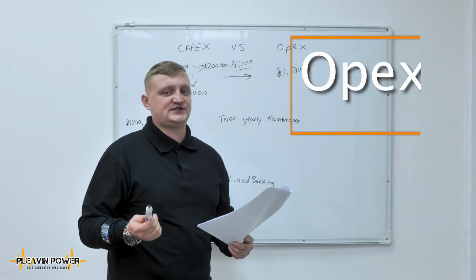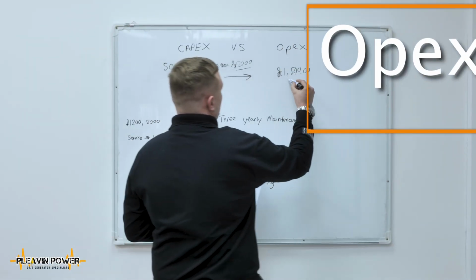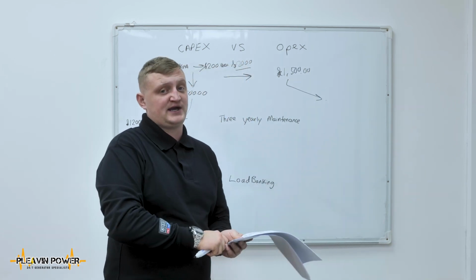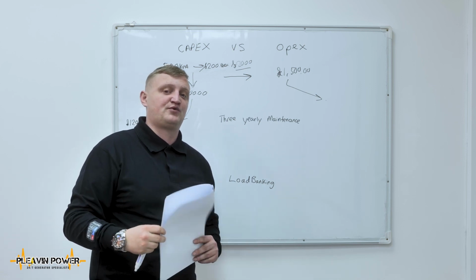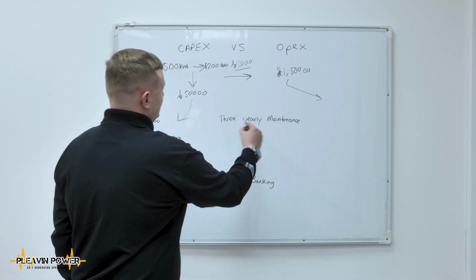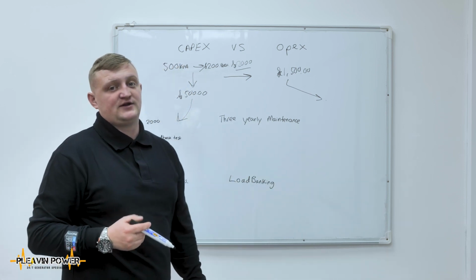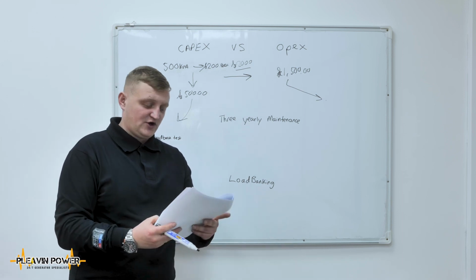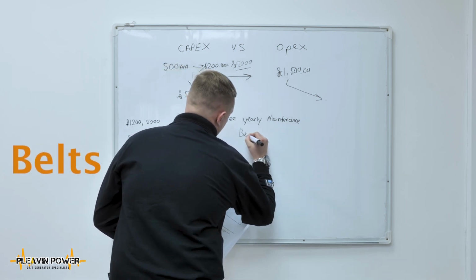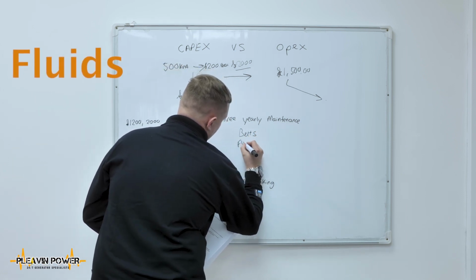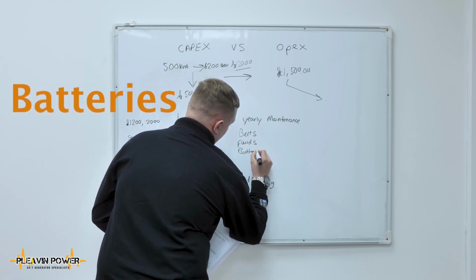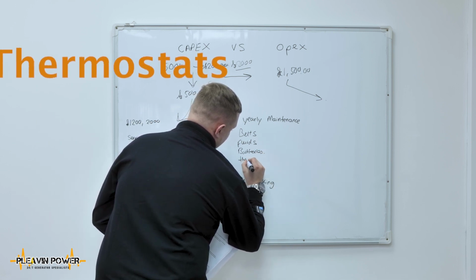Okay, so Opex, operational expenditure. What should you be expecting to pay on top of your service level agreements to maintain your equipment? The truth is you shouldn't be expecting to pay any additional Opex unless you've got what we call pre-planned maintenance or 3 yearly works involved during the course of that agreement. 3 yearly maintenance depends upon the plant operational hours and the recommendations from the manufacturer. Typically in our SLA agreements, we recommend that you change all the belts every 3 years, the fluids, the batteries, and the thermostats.